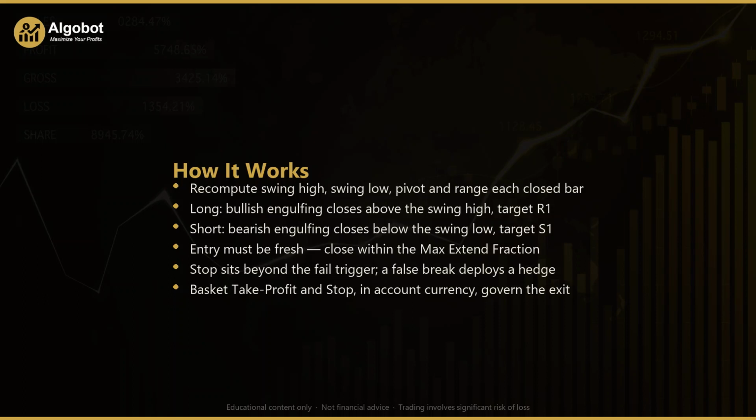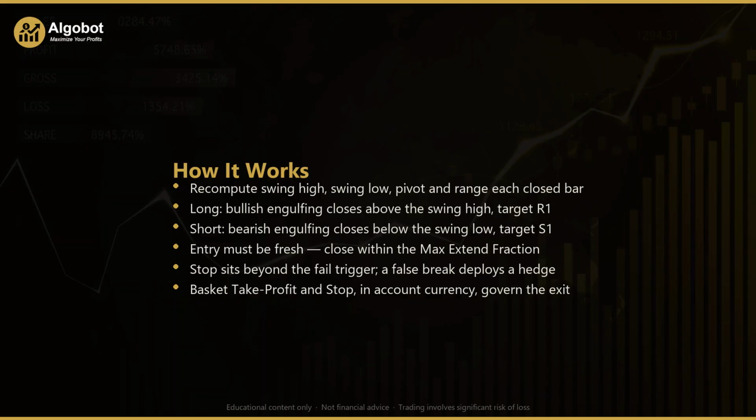The short side is the exact mirror. A bearish engulfing candle must open at or above the swing low and close below it, while staying within the extension limit. That opens a sell, with the take profit set at the first support pivot, S1. The stop loss is placed structurally, a pad beyond a special level called the fail trigger, and this is where the signature mechanic comes in. If price travels back through the broken level by the fail fraction of the range, the break is treated as false. Rather than simply absorbing that loss, the strategy opens an opposite leg, a hedge, that aims back toward the central pivot, offsetting the original position while price snaps back.